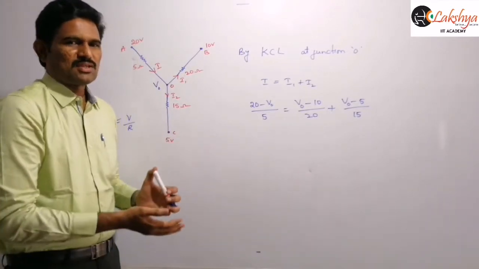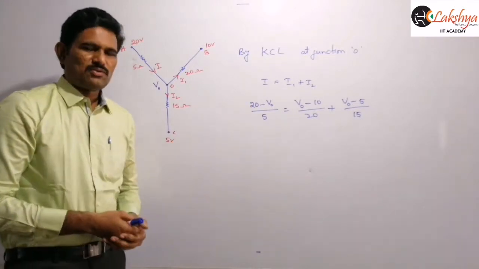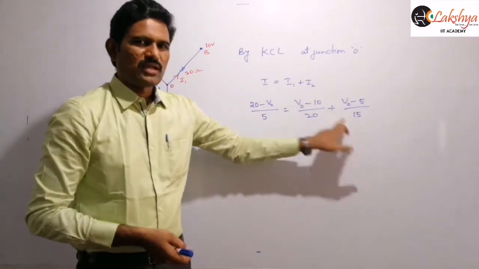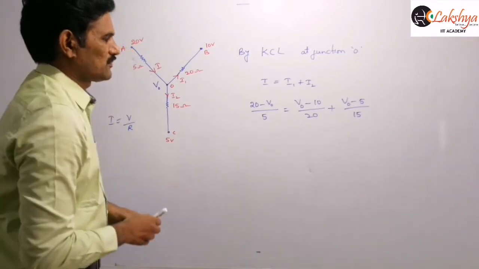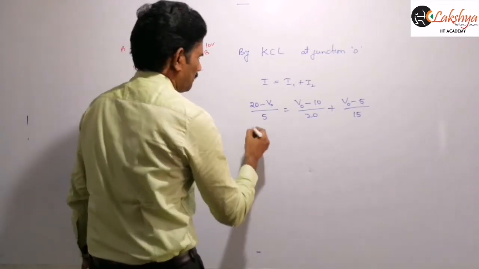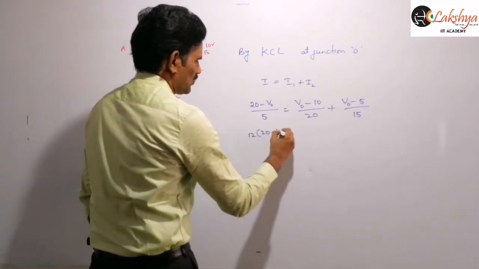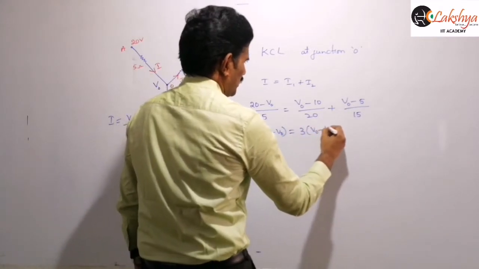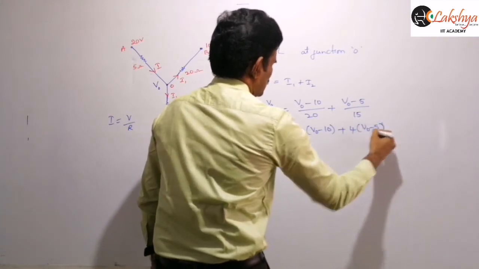If you simplify this equation, then you will get the V naught value. If you know the V naught value, then by substituting it here, you can calculate I1, or I2, or the other current values. So let us simplify this equation. I am multiplying with 60. Then, multiplying with 60, 12 into (20 minus V naught) is equal to 3 into (V naught minus 10) plus 4 into (V naught minus 5).